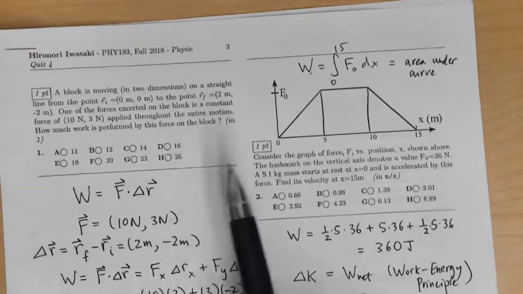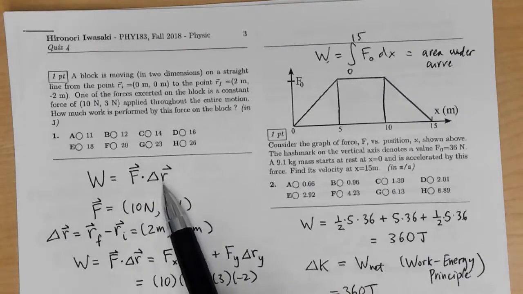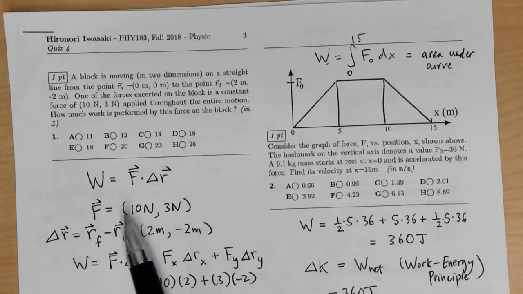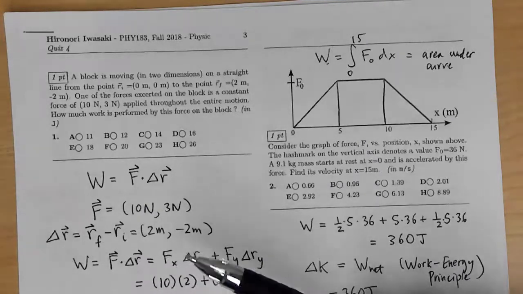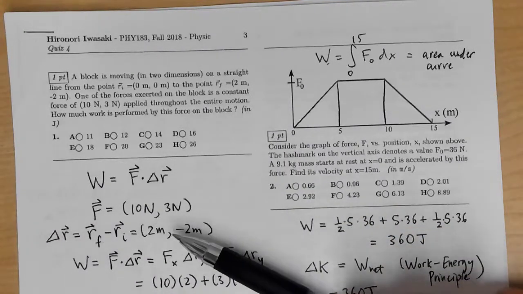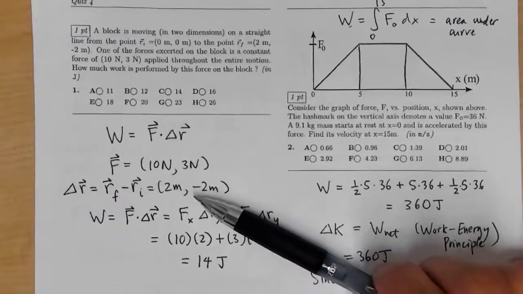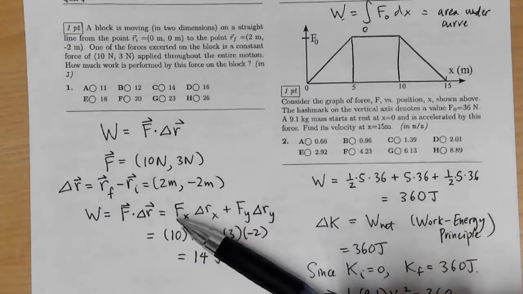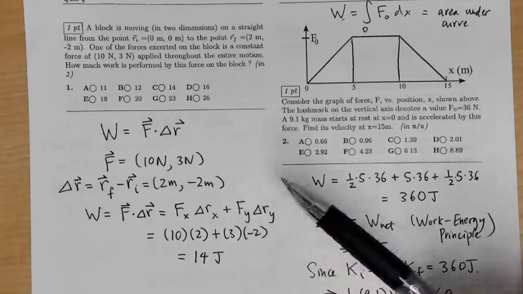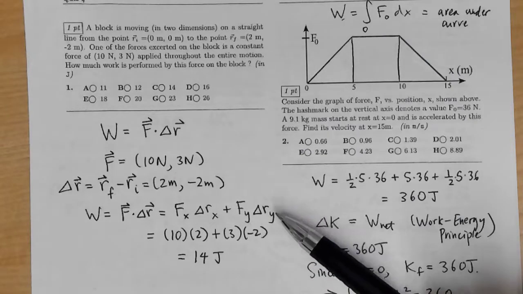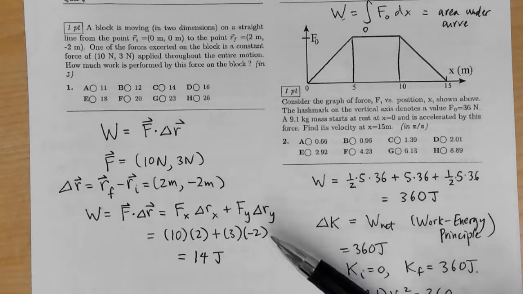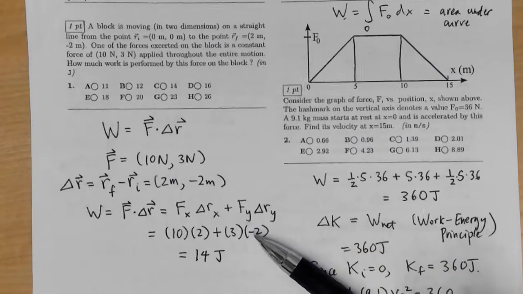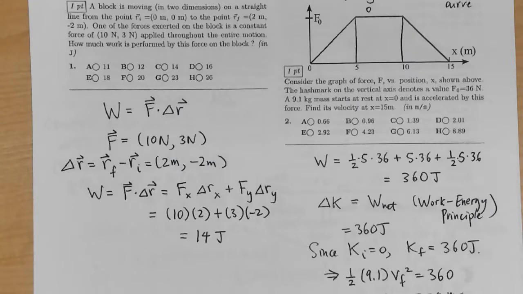So the work done by the force is F vector dotted with the vector delta R. F vector is (10, 3). Delta R is final minus initial. That's (2, -2). So F dot delta R is Fx times delta Rx plus Fy times delta Ry. So it's 10 times 2 plus 3 times negative 2, and that comes out to 14 joules.